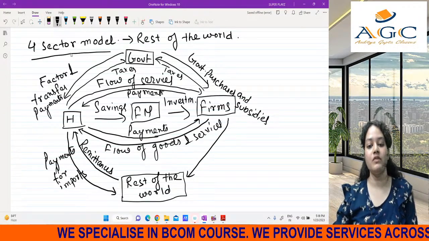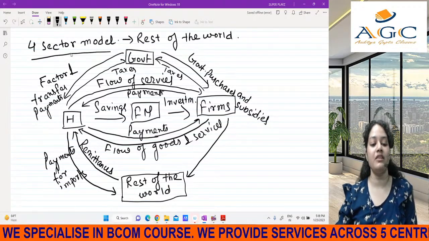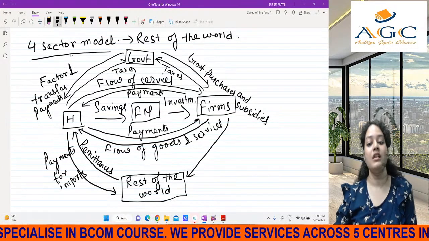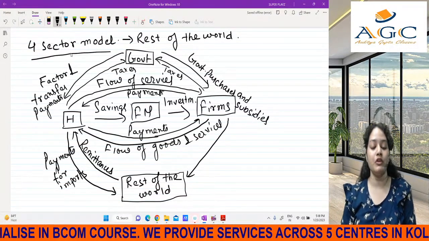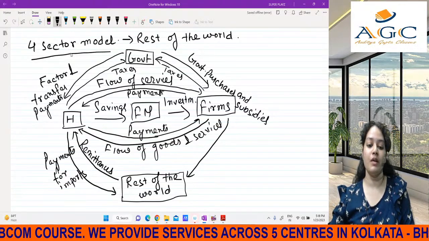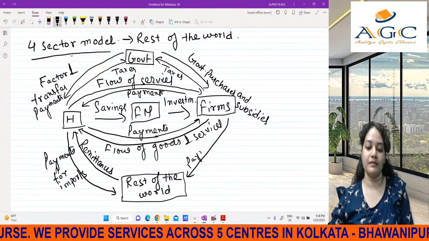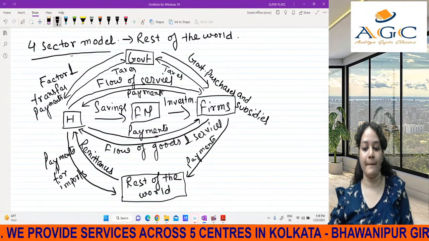From the firms to the rest of the world, what is happening? Similarly, as the households are buying goods and services from the rest of the world, the firms might also need some goods for their production, so they have to make their payments. So from the firms to the rest of the world, what can happen? Payments for imports as well.